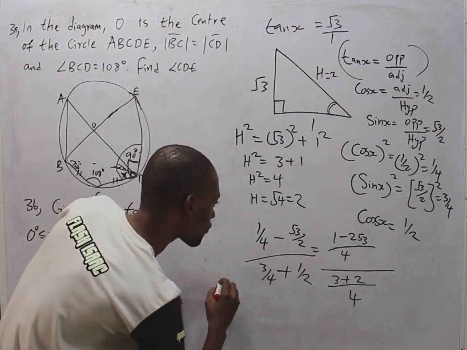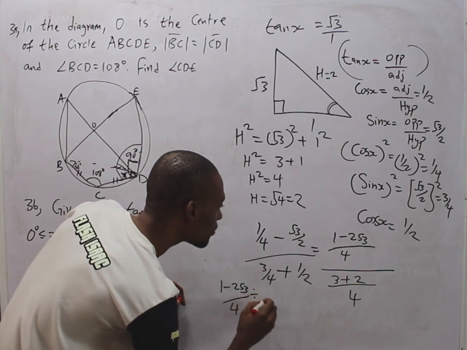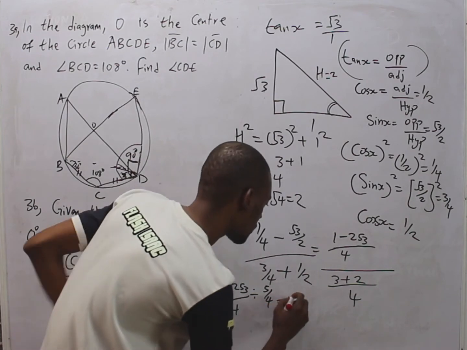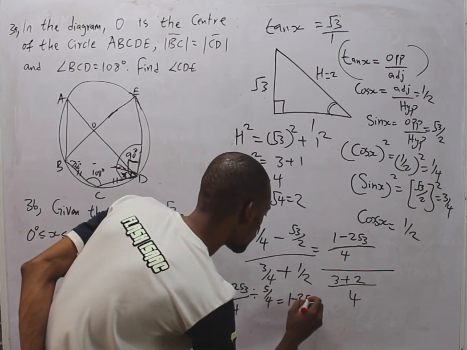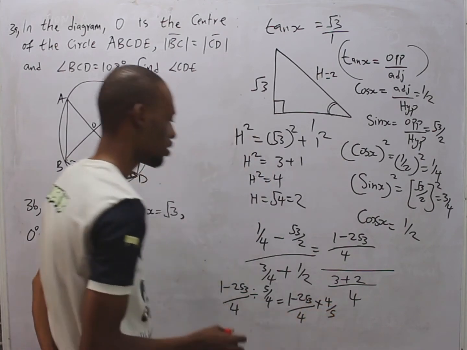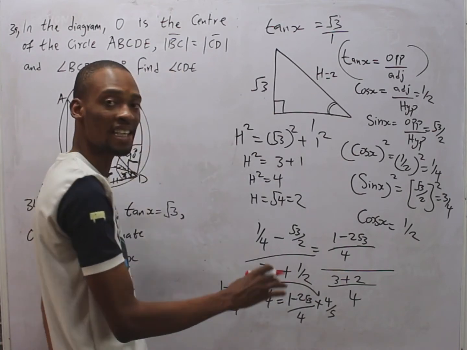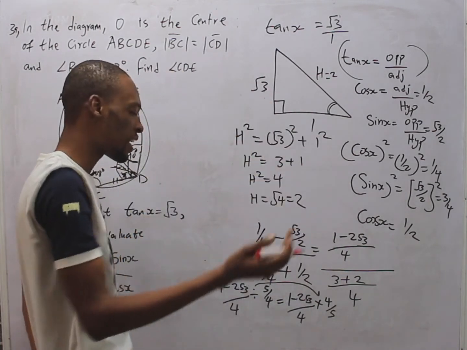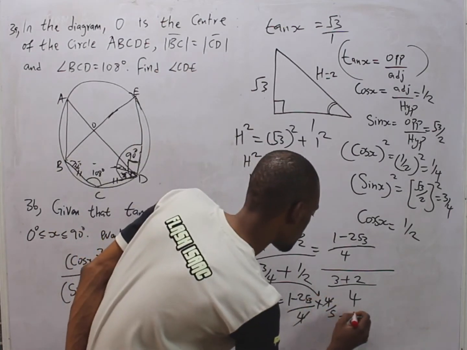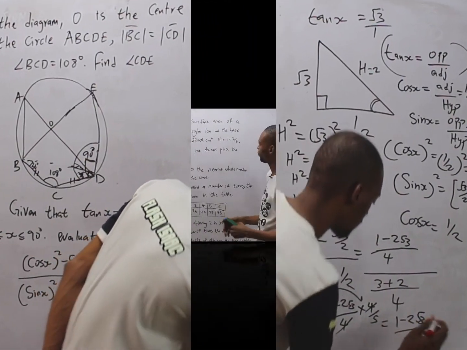This is the same thing as 1 minus 2 root 3 over 4 divided by 5 over 4. And this is 1 minus 2 root 3 over 4 times 4 over 5. To change division to multiplication, the number after the division sign we simply invert. That is the rule. In this case, 4 goes with 4. We have 1 minus 2 root 3 over 5.